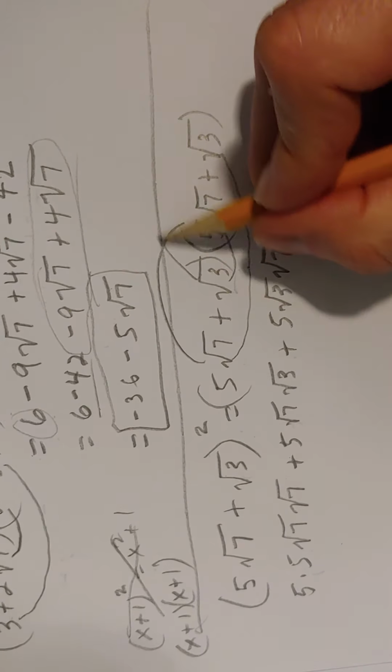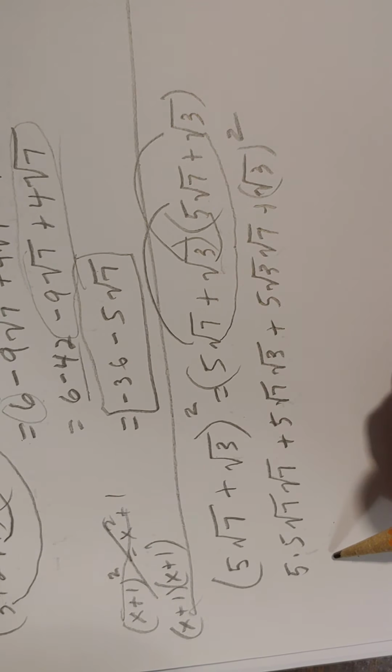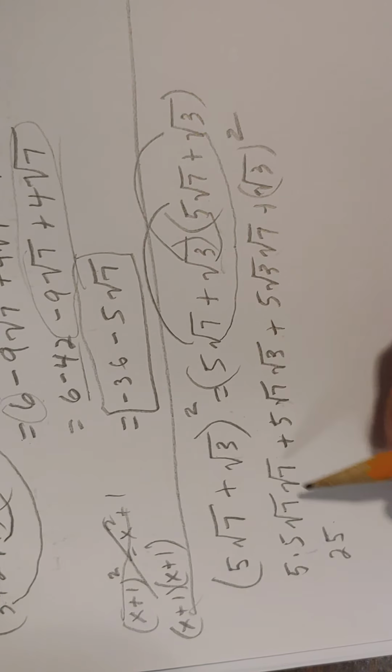And then last times last, again, two positives, so plus square root of 3 times square root of 3, or square root of 3 squared. But you're going to get 3 now, or square root of 9, however you write it. But it's going to turn out to be a 3. Here we have 5 times 5 is 25. Square root of 7 times square root of 7 is 7.